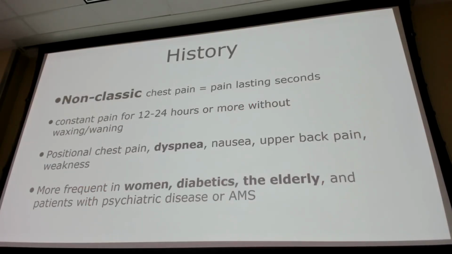And then our non-classic. This could be pain that lasted only seconds, like a sharp stabbing pain. They can have waxing and waning, it's intermittent, so it only happens at certain times of the day, or only at night. And then it can be positional chest pain, nausea, upper back pain, weakness. These are more frequent in women, diabetics, the elderly. And this is why we get an EKG in all of the patients that present with chest pain, no matter how they describe it, because everybody presents differently.